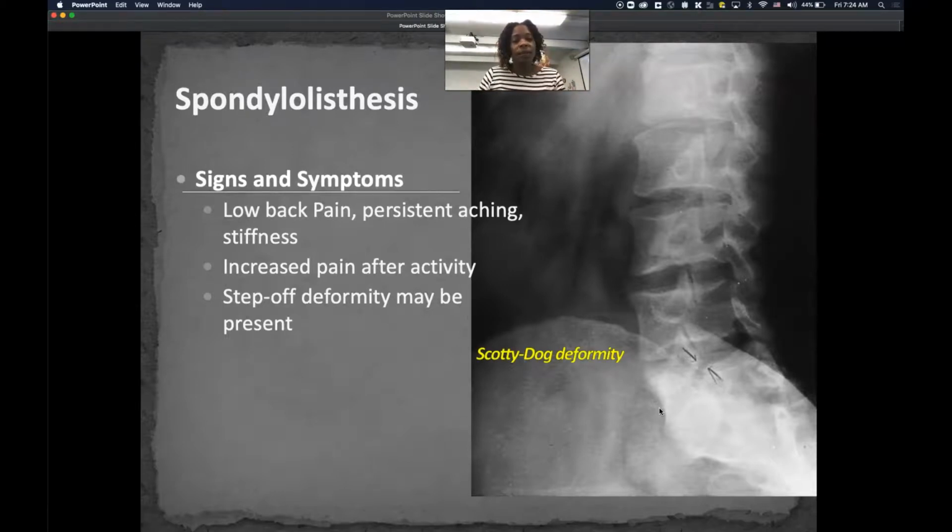And then if the slide forward is anterior enough, on the posterior side of the back, when you palpate the spinous process, you might actually feel what we call a step-off deformity. So when you're palpating, that spine is no longer there, right?